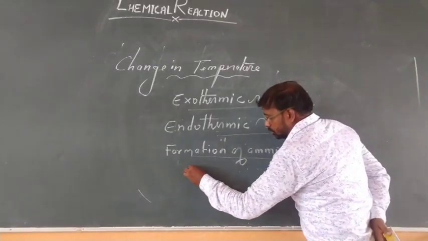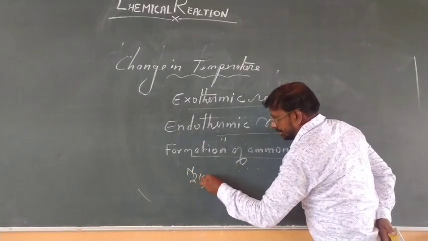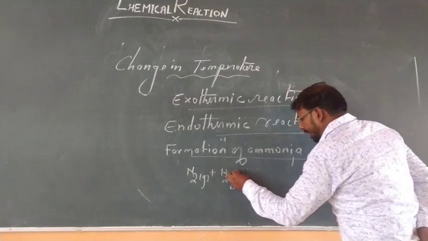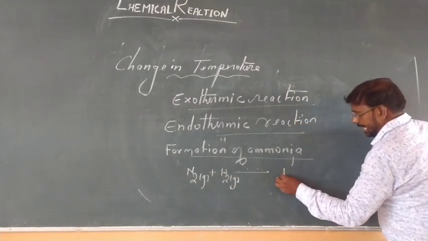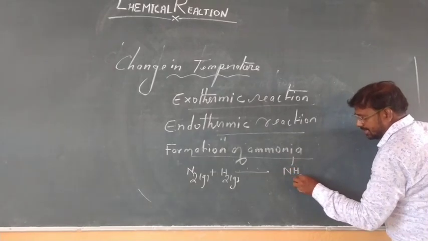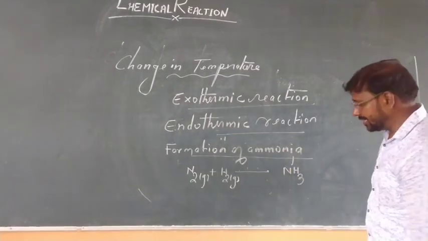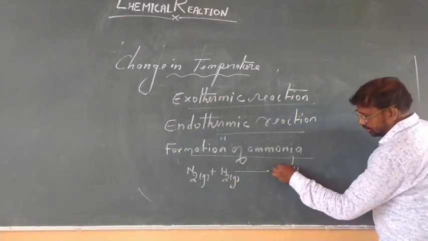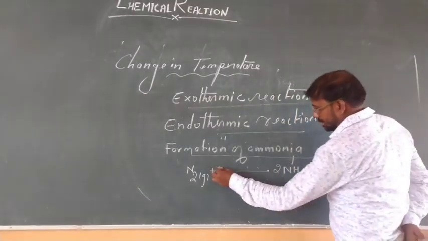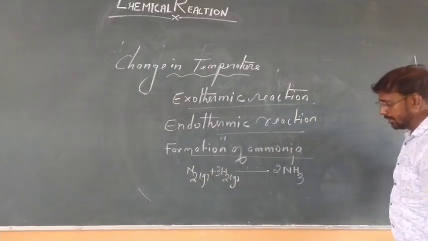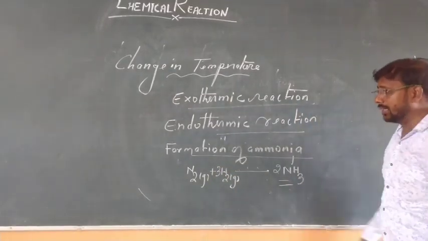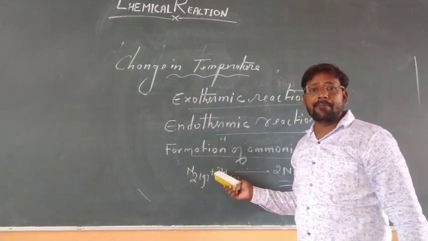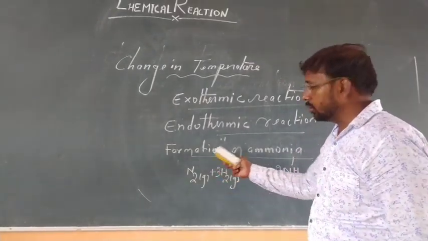Here N2 gas reacts with H2 gas. What will happen? NH3 will form. NH3 means ammonia gas, and just balance it. 2 hydrogen is there, we have 3. Just put in 2, you will get the balanced equation, and you have to put 3 here. This is the formula of ammonia, and during this reaction, energy is absorbed.